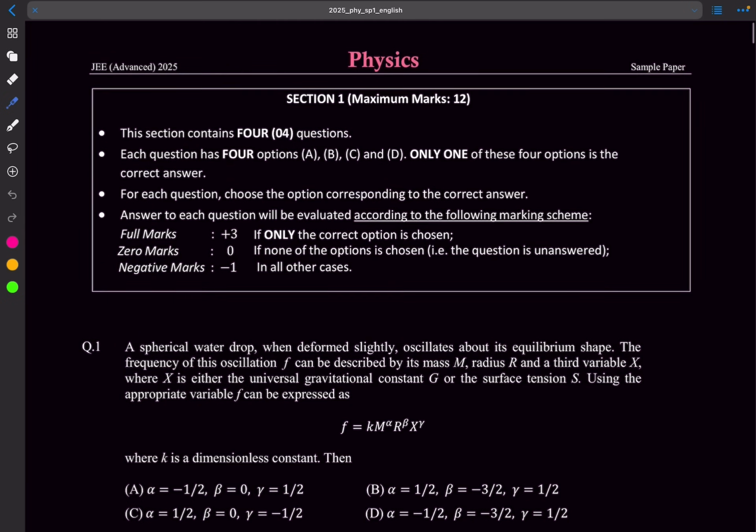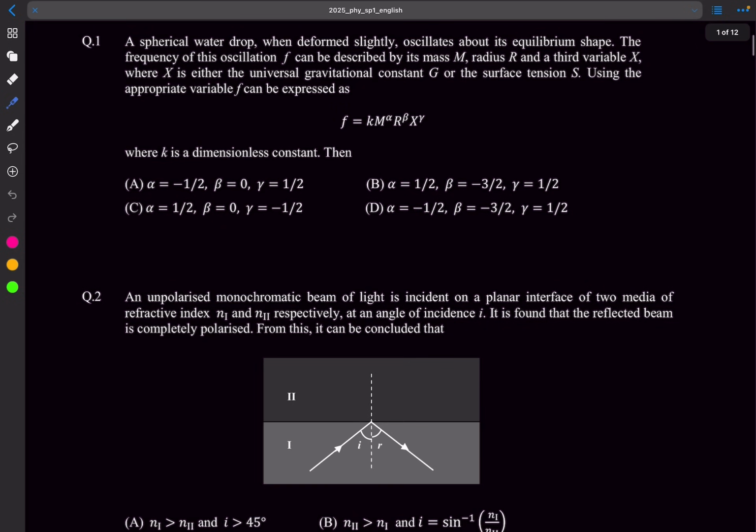In today's video, we'll try this unofficial sample paper from IIT Kanpur. I'm just trying it out for the first time, so if I make any mistakes, I'll deal with them later in the comments.